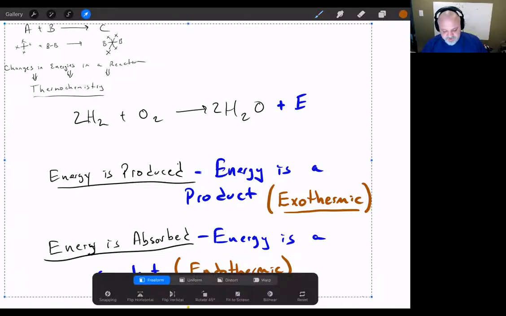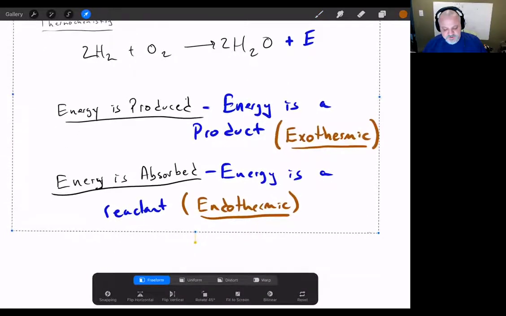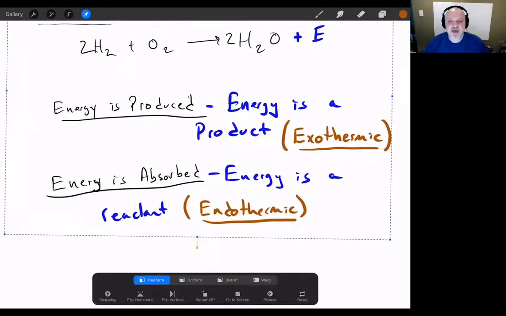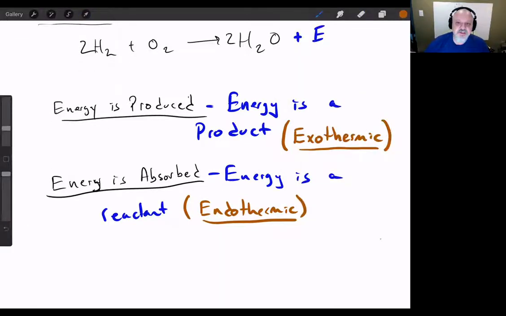Well, where does this energy come from? The energy comes, again, from the bonds. And since we are changing the bonds in the reaction between the products and the reactants, that means that we can think about energy not only as a reactant or a product, we can think about it as a change. In chemistry, we use the Greek letter delta to represent change. And we can say there's a change in energy.